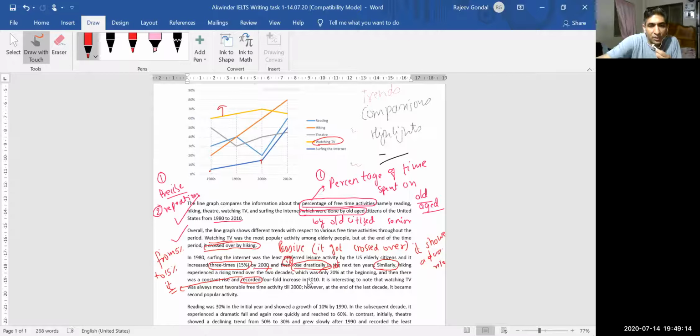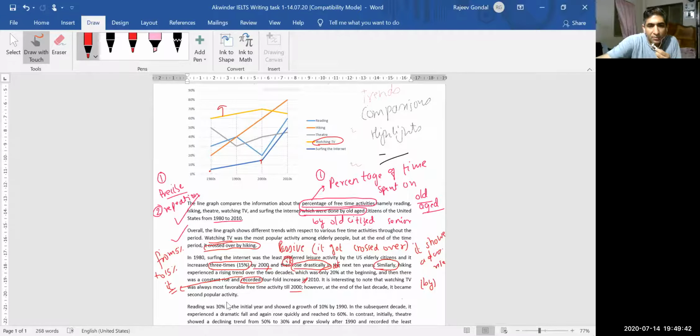Fourfold increase, not in 2010. You have to say by 2010, because it is not in one year that it happened. You have to say increase by 2010. It is interesting to note that watching TV was always the most favorable activity till 2000. However, at the end of the last decade, it became the second popular activity.